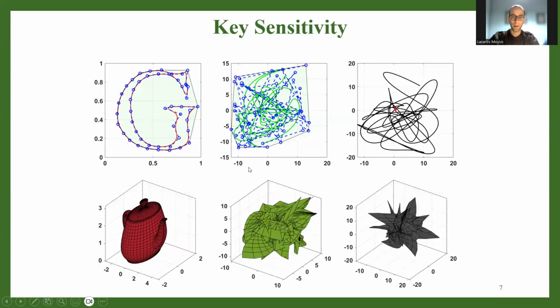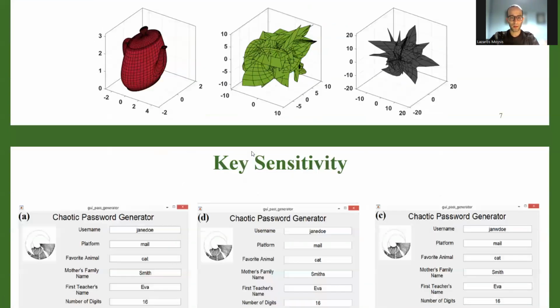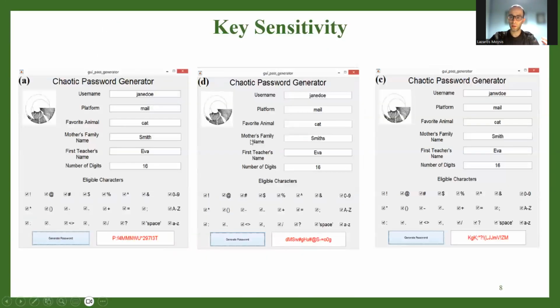The third example of key sensitivity is from another paper. I'm going to put it in the description as well. It's from another video that we're going to make, about a chaotic password generator. Here we're inputting some keys and we're generating a random password chaotically. I have some examples where changing one slight value of the keys also results in a different password.